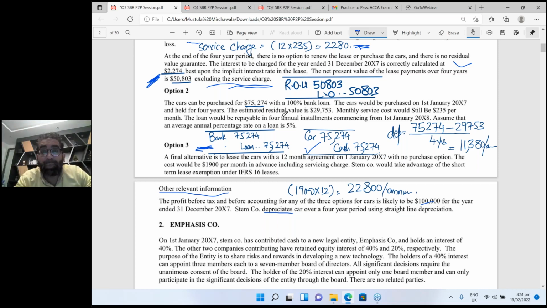The estimated residual value is also given, and I'm sure you know how to calculate depreciation using the straight line method. Now wait. The loan would be repayable in 4 annual installments commencing from 1st January X8.